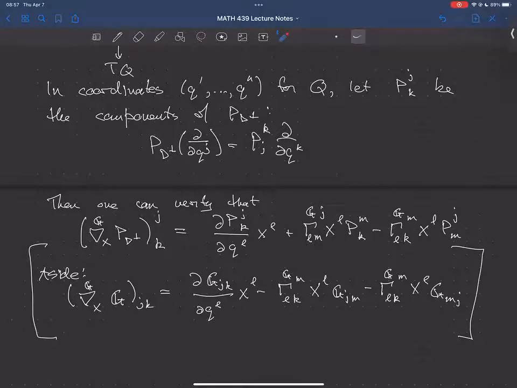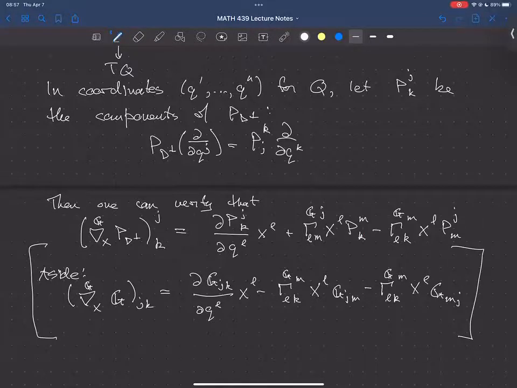It works differently for the up indices and the down indices. One has a plus sign and one has a minus sign, and in this one, they're both minus. So it doesn't necessarily look like it's obviously true, but it is.